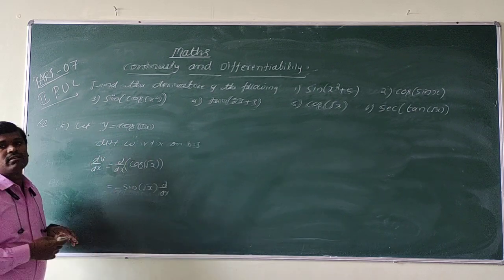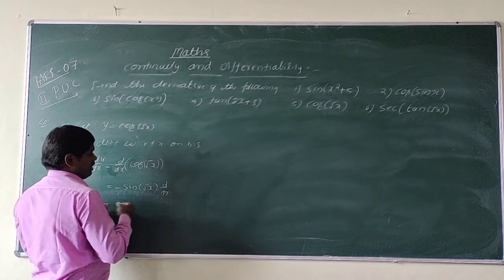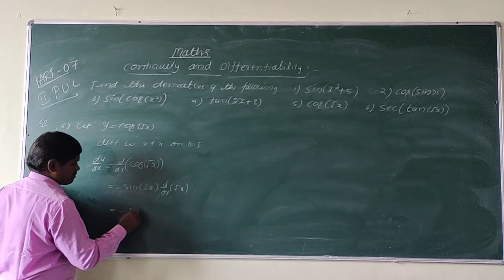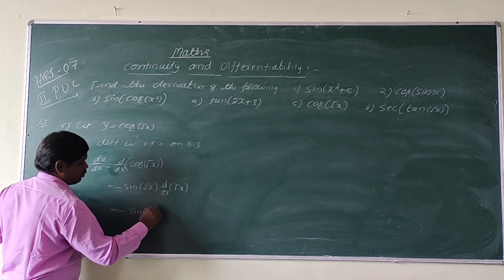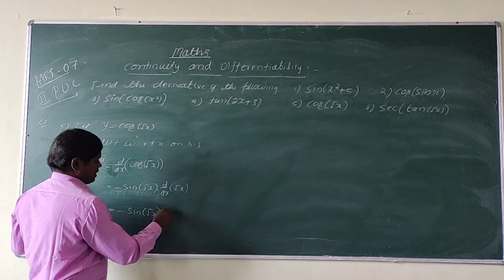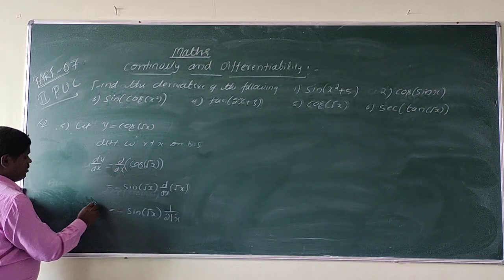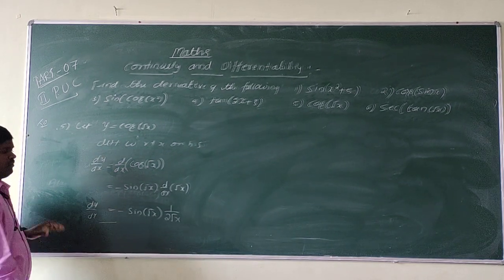So what is the internal term here? The internal term is root x. Therefore d by dx of root x. Now minus sine of root x into the differentiation of root x, which is 1 by 2 root x. So this is the derivative of the given function, that is dy by dx.